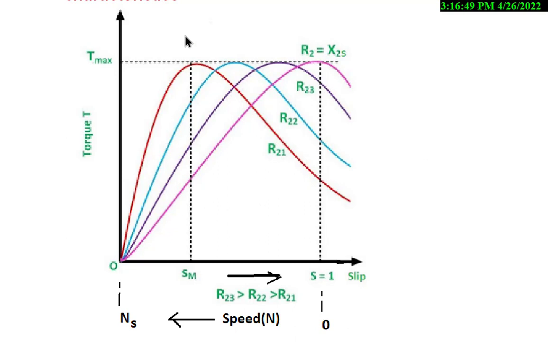So here also it can be observed that maximum torque for a given motor is a constant. Its position will change, but its magnitude remains the same like this.